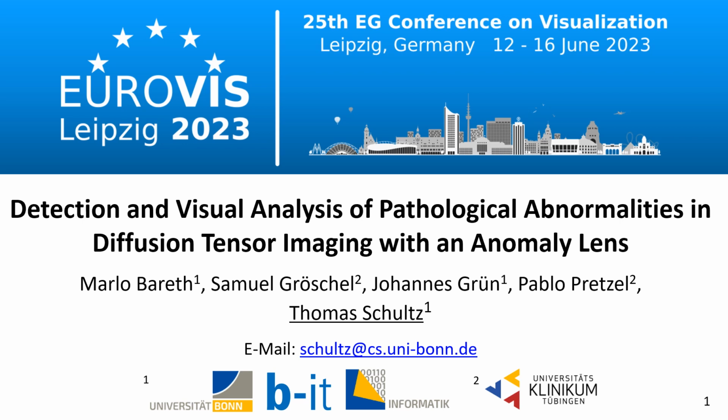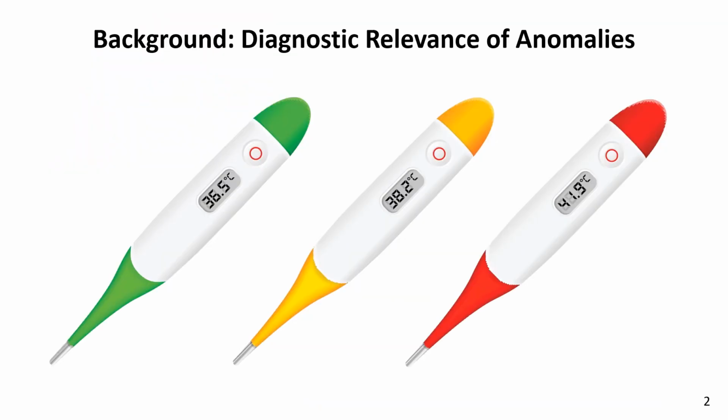Welcome to the video presentation of our short paper, Detection and Visual Analysis of Pathological Abnormalities in Diffusion Tensor Imaging with an Anomaly Lens. This is a joint work between the University of Bonn and the University Children's Hospital in Tübingen, Germany. The diagnosis of disease often involves taking measurements and comparing them to a normal range.